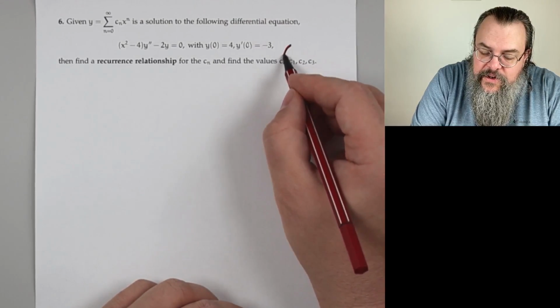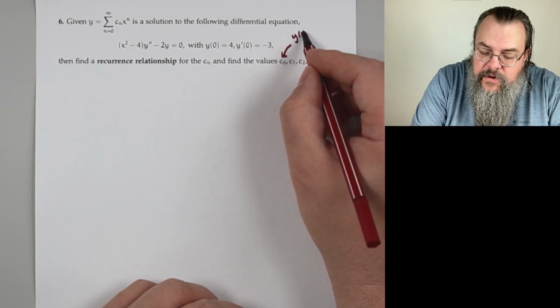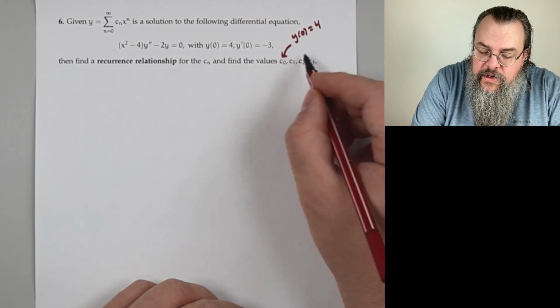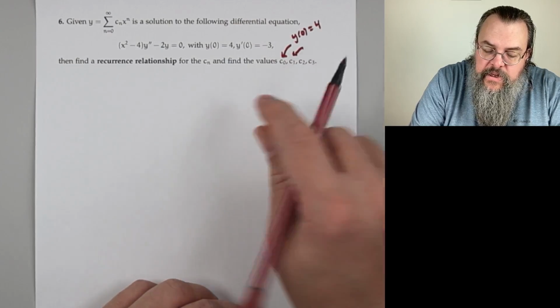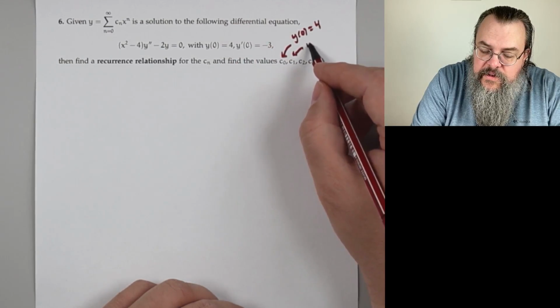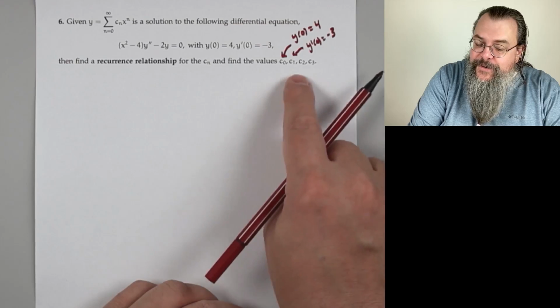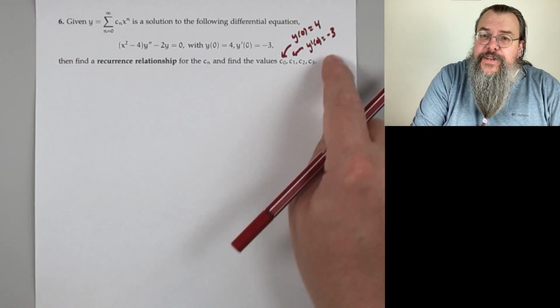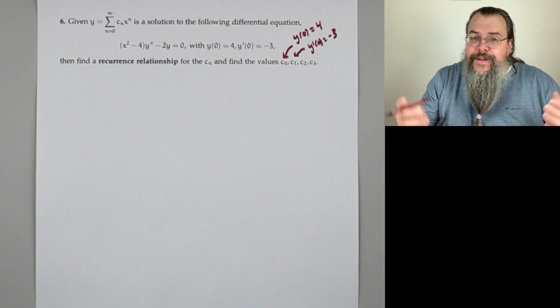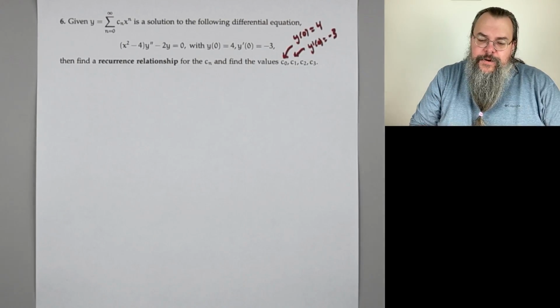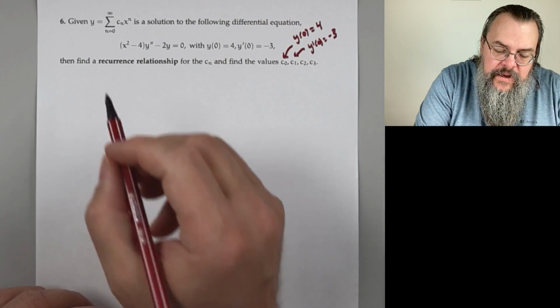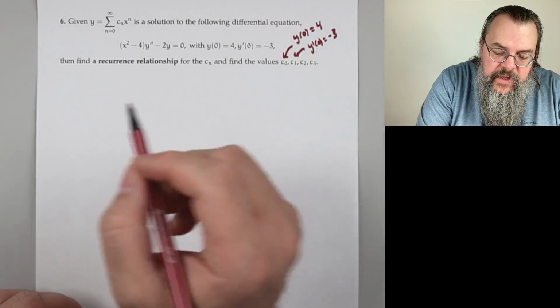So C0, this is y of 0, and that's 4. And C1, that's our y prime of 0, and so that's negative 3. So we're already halfway through the second part. Even just this, that's worth like a point, right? That's not so bad. We can get some points. Okay, so here we go.